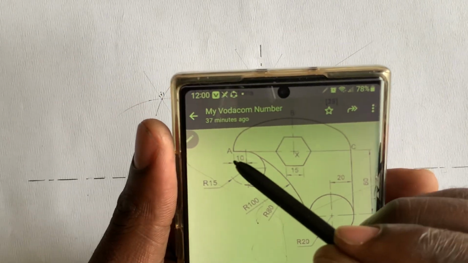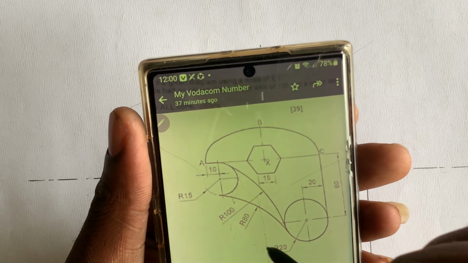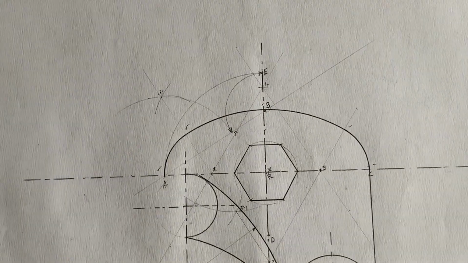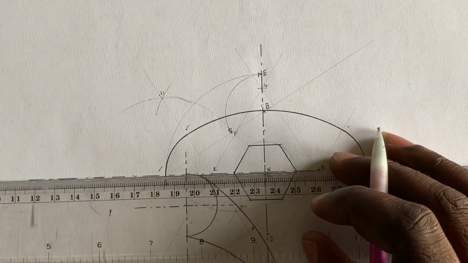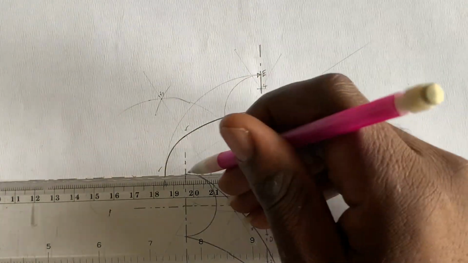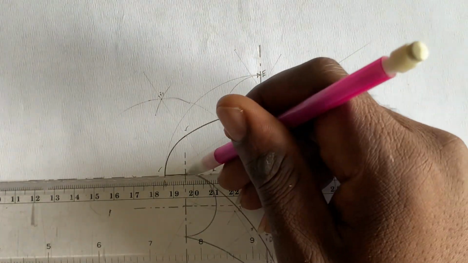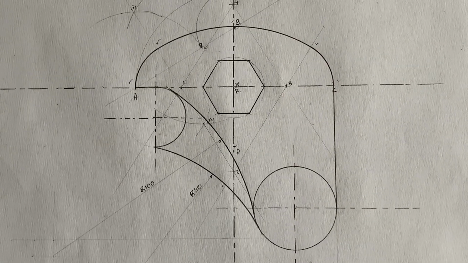Let's see, is there anything we've left? Yes. That 10 from here till here has to be solid. Everyone has to be solid from here till here. It's a metal plate. So from here till here has to be solid. Right, so I've gotten it.